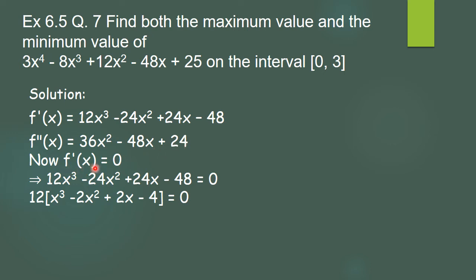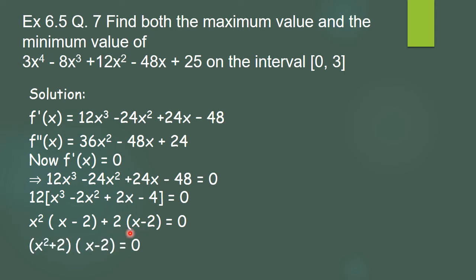Now f dash of x is equal to 0 because we require the values of c, that is the critical points, such that f dash of c should be 0, or we'll directly write f dash of x is 0. So we get 12x cube minus 24x square plus 24x minus 48 is 0. We take 12 common and we get x cube minus 2x square plus 2x minus 4 is 0. We'll try to factorize this. We take x square common, we get x minus 2, plus 2 common, x minus 2. So splitting, we get it as x square plus 2 and x minus 2 is 0.